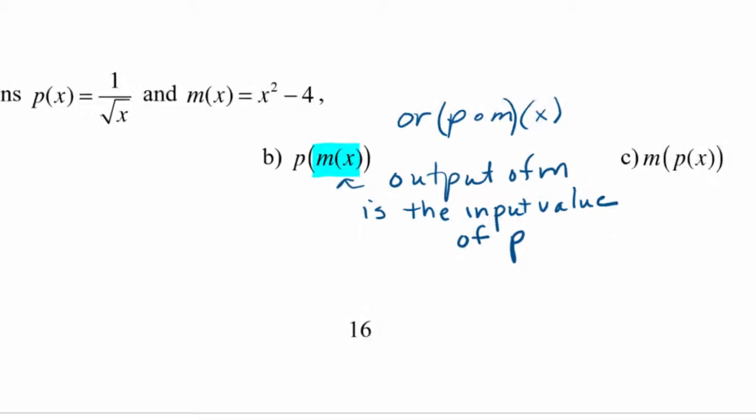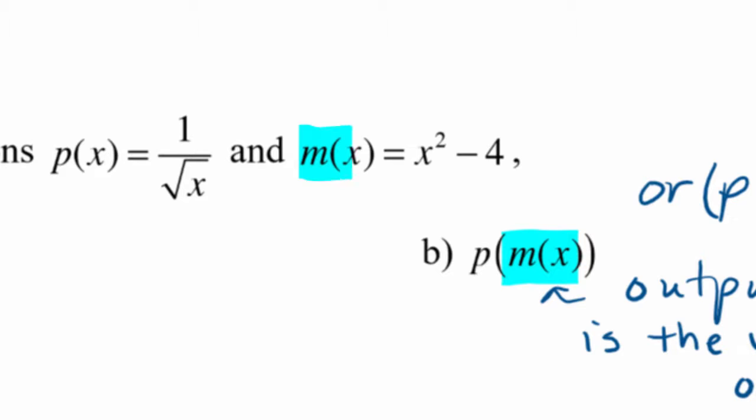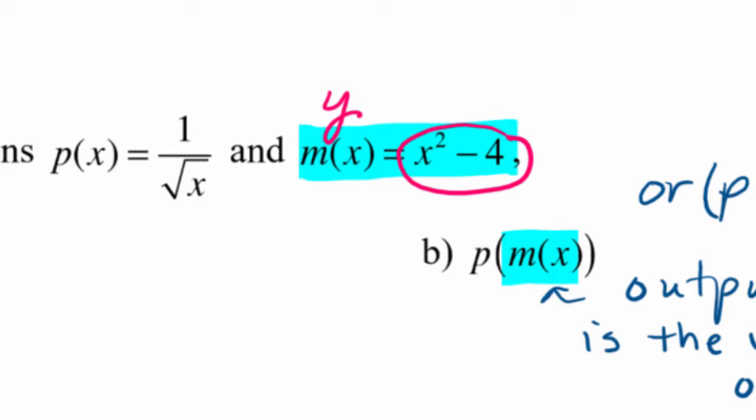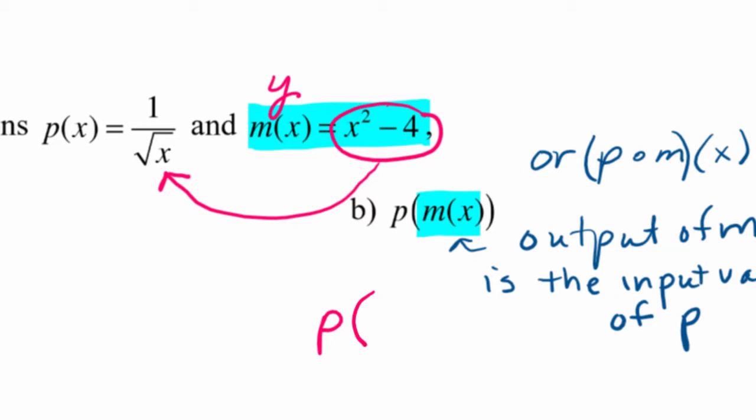We're going to take a look at function m, which is the quadratic equation m of x equals x squared minus 4. Again, this function notation, m of x, is taking the place of y, or the output value. So the output value of function m is x squared minus 4, and we're going to substitute that in for x, the input in function p. So we're going to take p of x squared minus 4.